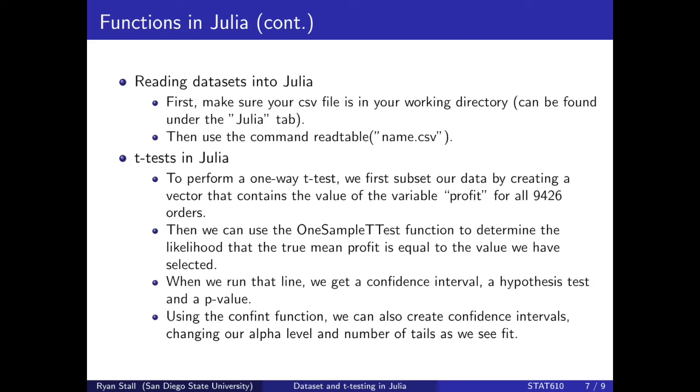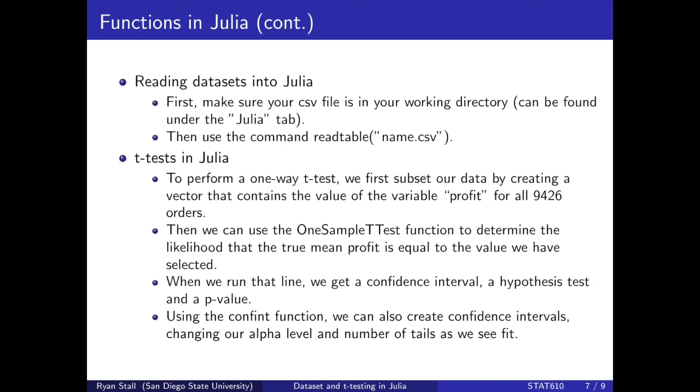Let's say we wanted to perform a one-sample t-test to determine if the mean profit of all the orders in our sample is equal to 0. We can subset our data by creating a vector that contains the value of the variable profit for all 9,426 orders. Then, using the command OneSampleTTest, we can implement the vector that we just created and set 0 as the null hypothesis in our function. When we run that line, we get a confidence interval, a hypothesis test, and a p-value.